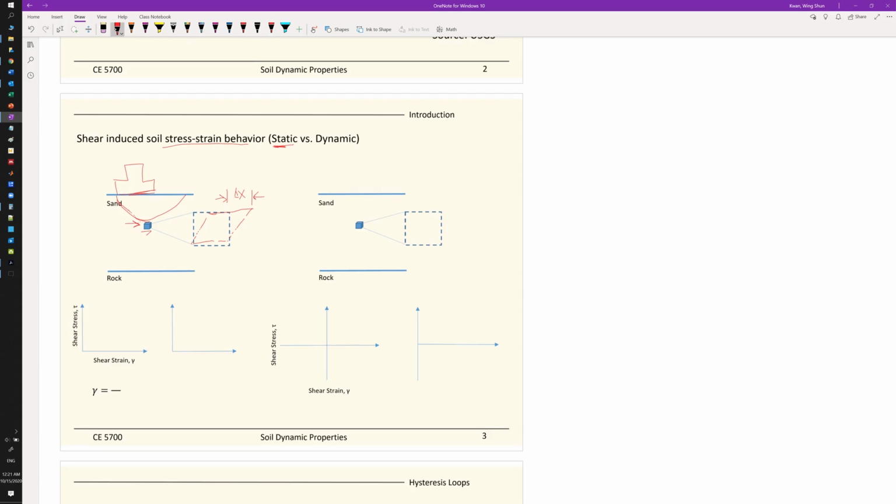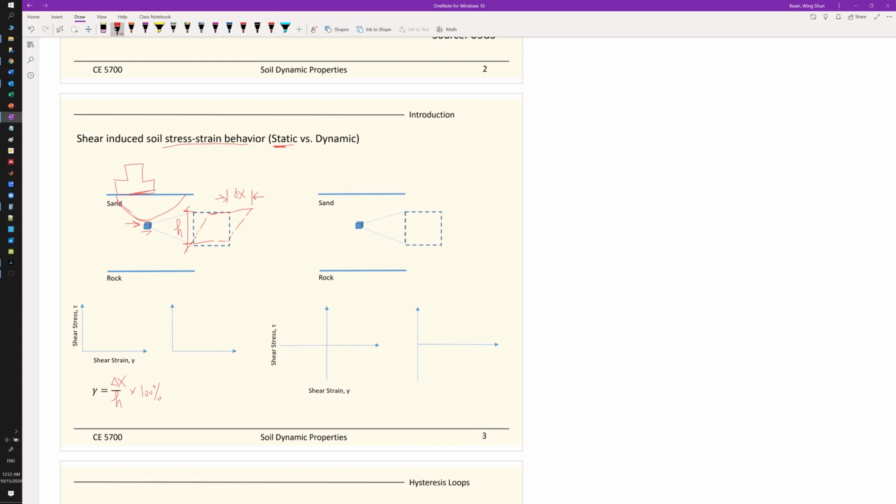And for this particular piece of soil element, we know the original height. So the height of the soil element here, and we define the strain. The shear strain here is the amount of deformations divided by the height of the soil element. So the shear strain, which is the Greek letter gamma here, is the amount of deformations divided by the height of the soil element, times 100%. So that will be your shear strain.